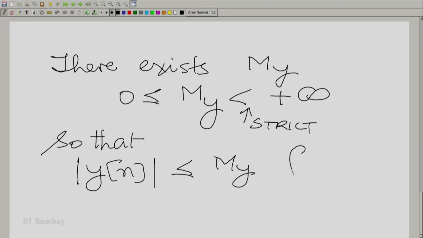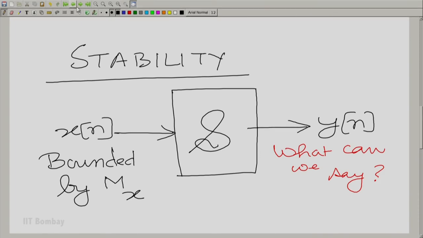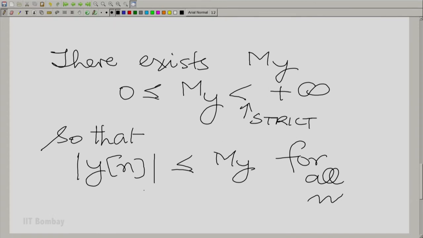mod yn is less than or equal to My for all n. Now, just a point to be noted, even in the previous definition, when we talked about boundedness, I must emphasize that mod xn is less than or equal to Mx for all n. Of course, when I write it like this, it's implicit, but I want to emphasize that. And that is also true here. I'm saying that mod yn is less than or equal to My for all n.